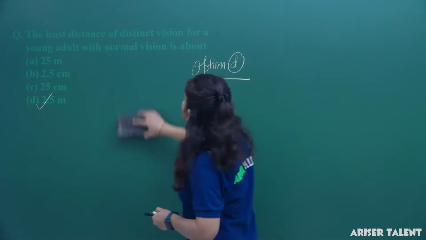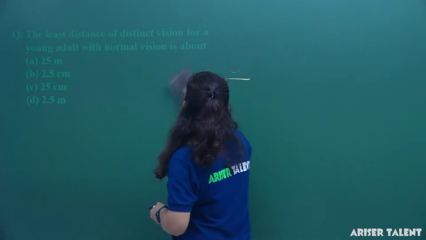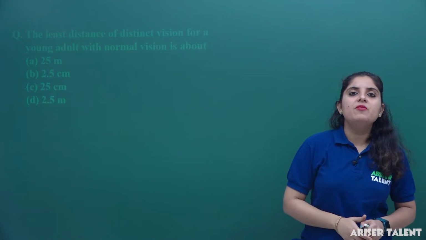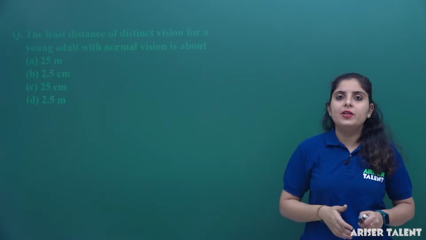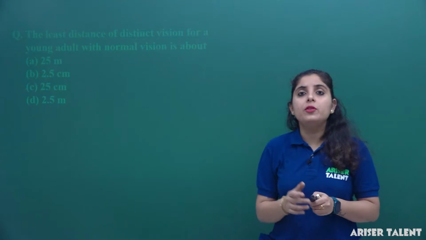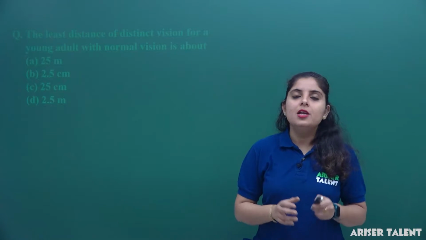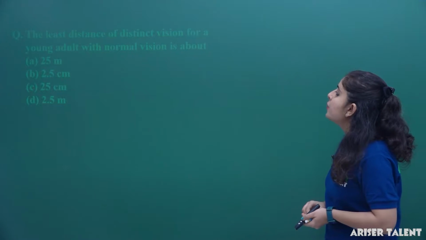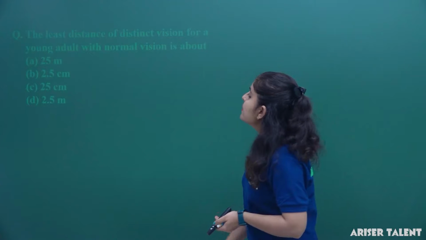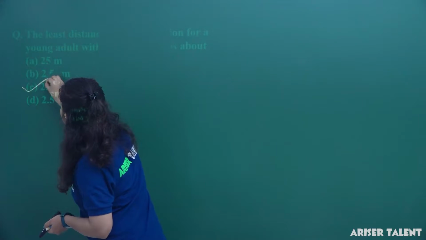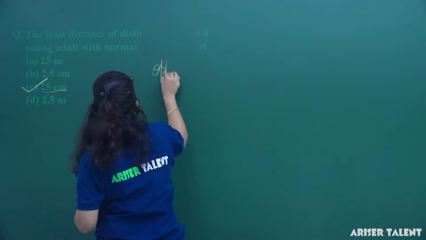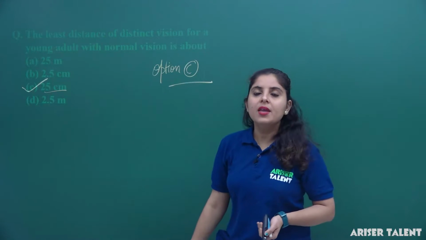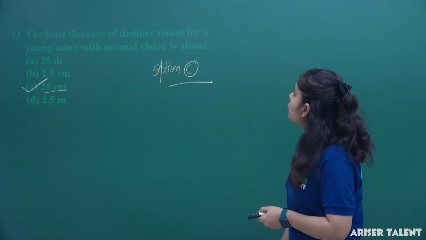The least distance of vision for a young adult with normal vision is about. Whenever a person is young, the normal near point for that person is 25 centimeter, and the far point for that eye will be infinity. So what is the least distance of vision for that person? It will be 25 centimeter. So option C is correct in this case. Now let's move forward to the fourth question of the sequence.